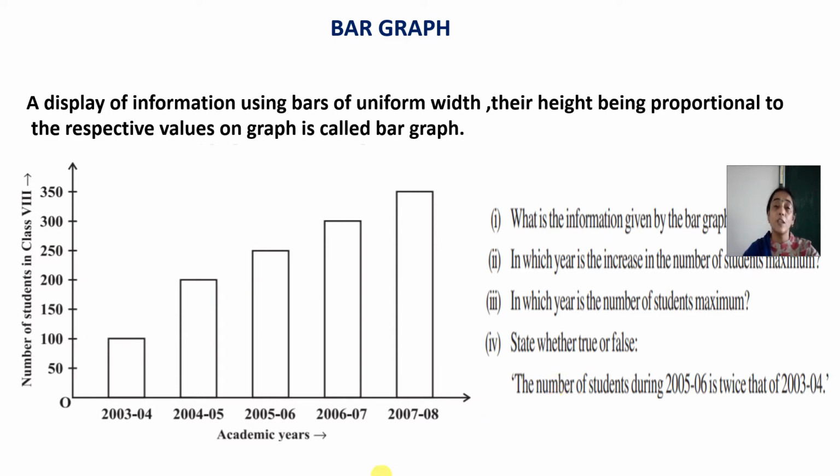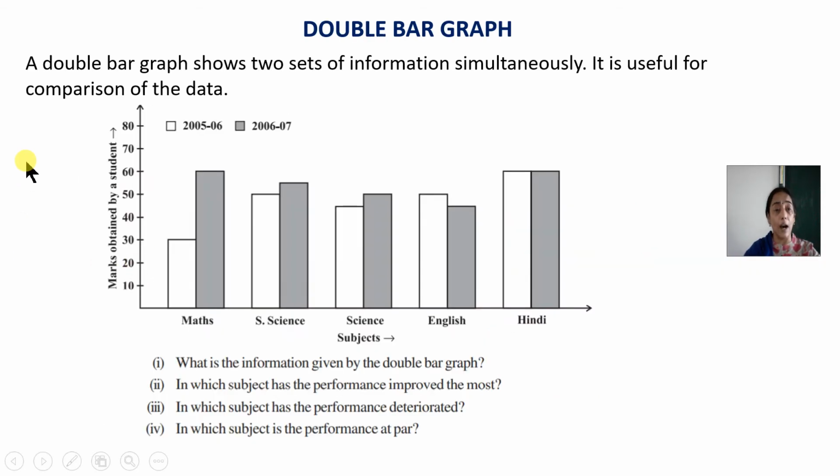So this is how you can easily compare the information given or collected. Is it clear? Through a bar graph. Now, this was about the bar graph. Now we go to the double bar graph. See a double bar graph. Can you see the double bar graph? Yes. Now a double bar graph shows two sets of information simultaneously. Two sets of information simultaneously.